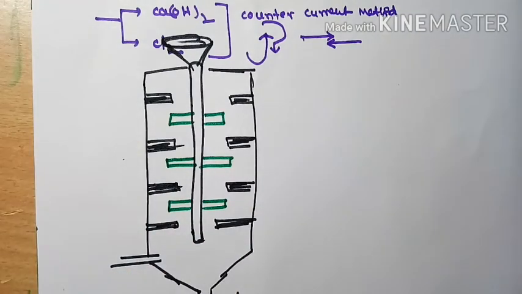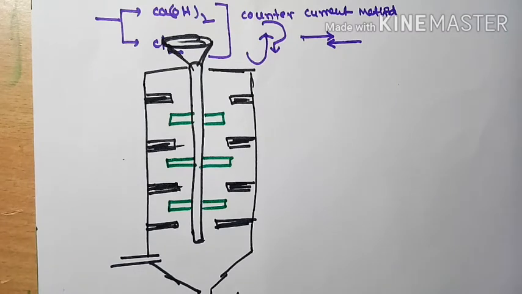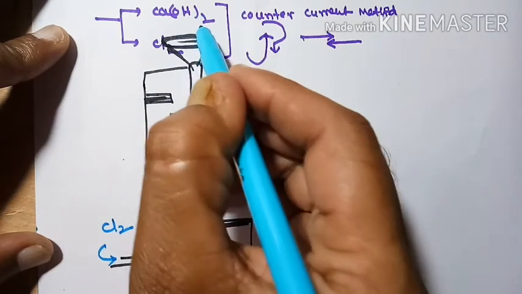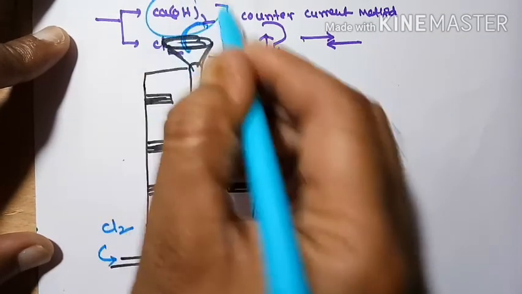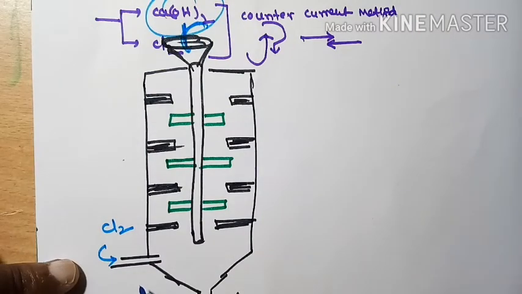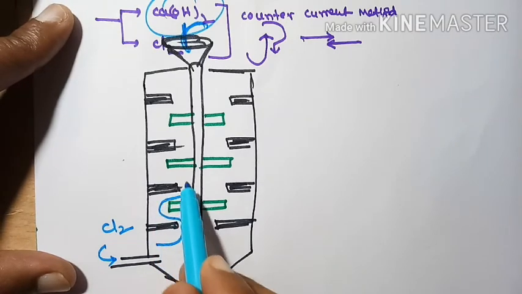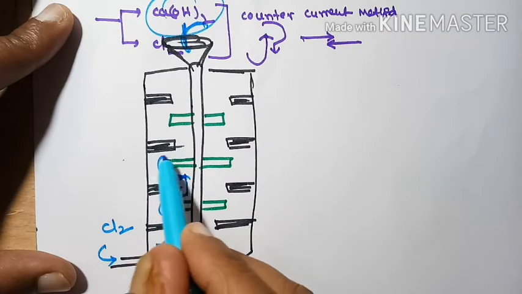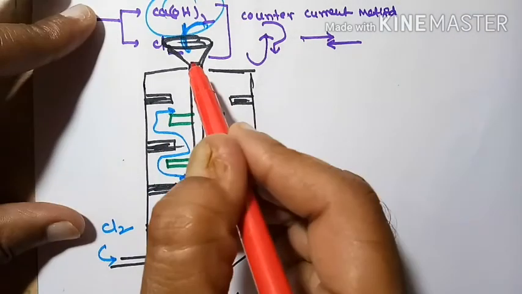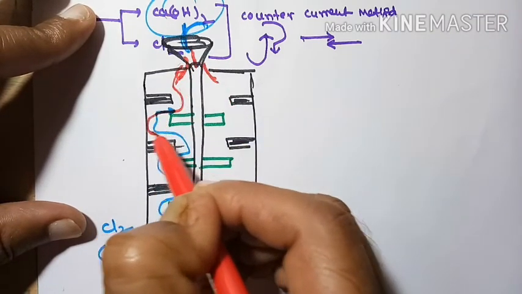Now what will happen? Chlorine gas I am sending from the downside, and from the upside I am sending calcium hydroxide. The chlorine gas travels upward like this, whereas the calcium hydroxide is poured onto these shelves and travels down in such a way.